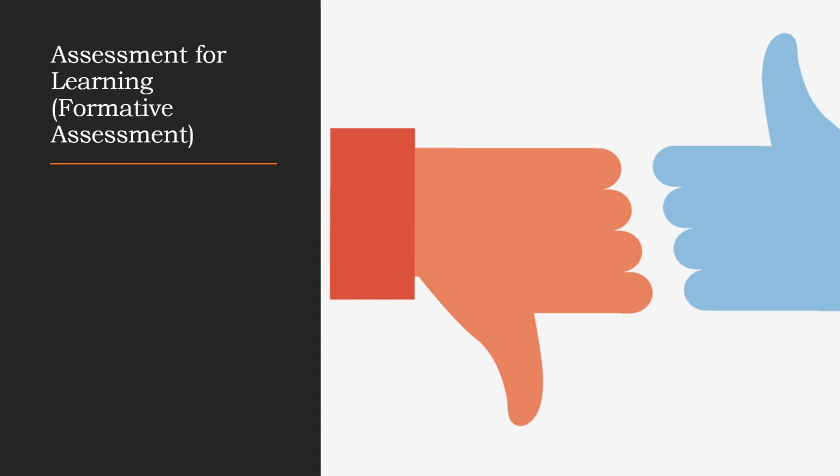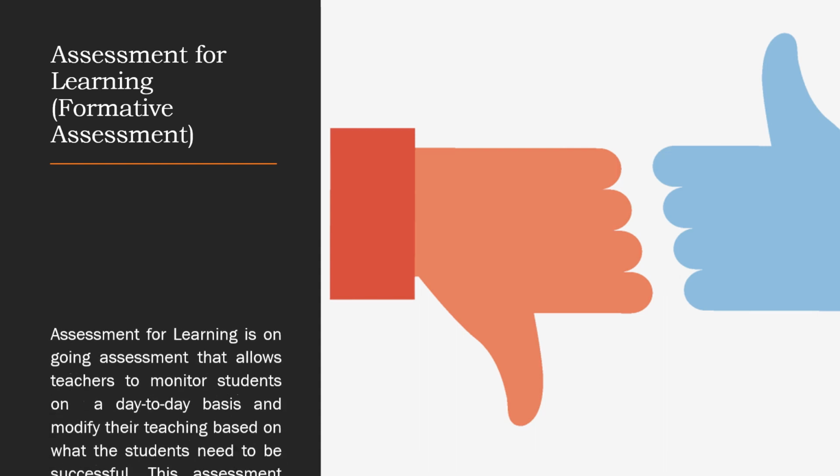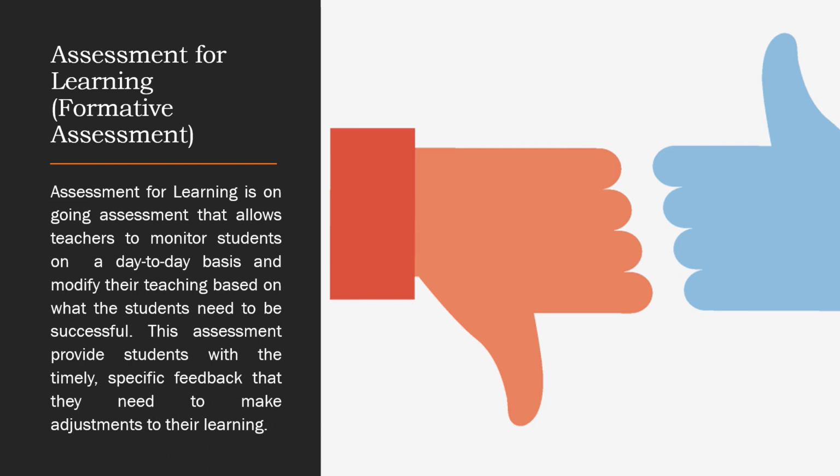The first type of assessment is the assessment for learning, or what we call the formative assessment. Assessment for learning is an ongoing assessment that allows teachers to monitor students on a day-to-day basis and to modify their teaching based on what the students need to be successful. This assessment provides students with the timely, specific feedback that they need to make adjustments to their learning.